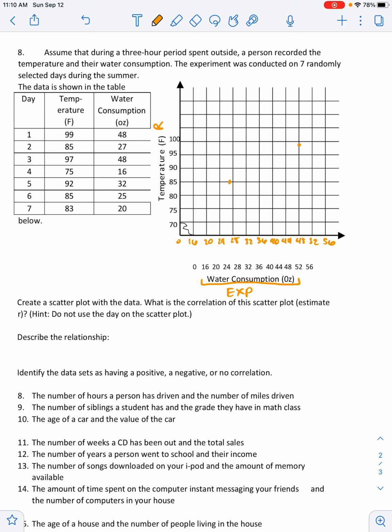97 for temperature, and 48 is the water consumption. So you have to be careful here, right? Because we're doing water consumption first, then temperature. So 48 and then 97. 48 up to 97. Ooh, 2 plots right here. The next one, 16 and 75. The next one is 32 and 92. Then we've got 25 and 85. And last 20 and 83.